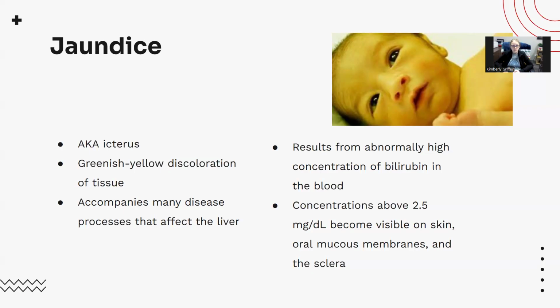Their total bilirubin will be elevated. Any concentrations above 2.5 become visible on the skin, the oral mucous membranes, and the sclera. If they are at 2, we may not see the effects, but we know that it's climbing. For a newborn like this, their liver is immature. They can't break down all those excess red blood cells from the mother, so while it's trying to break them down, it results in jaundice.